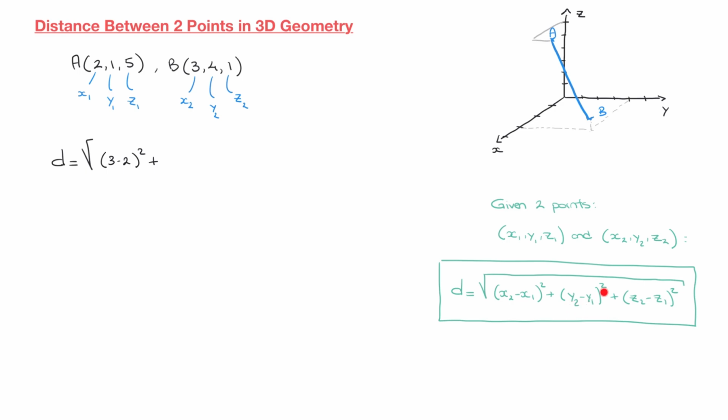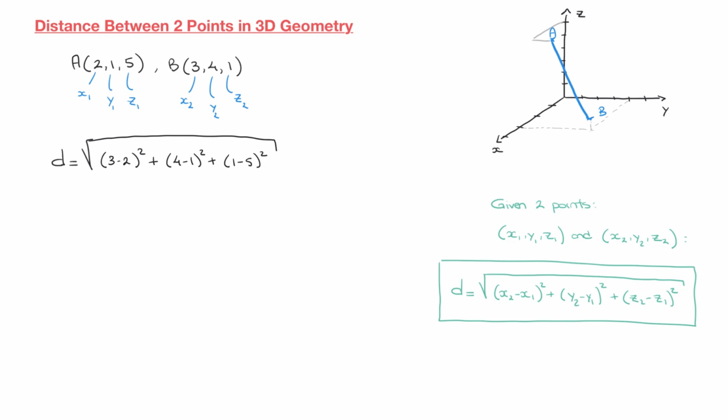again is being squared. So y2 minus y1 will be 4 minus 1, and so that becomes 4 minus 1 in parentheses squared. We then add to that the third and final pair of parentheses, so that was z2 minus z1, which again was squared. And so here z2 minus z1 will become 1 minus 5. So in parentheses we have 1 minus 5, close parentheses, squared. And all of that is under our square root.